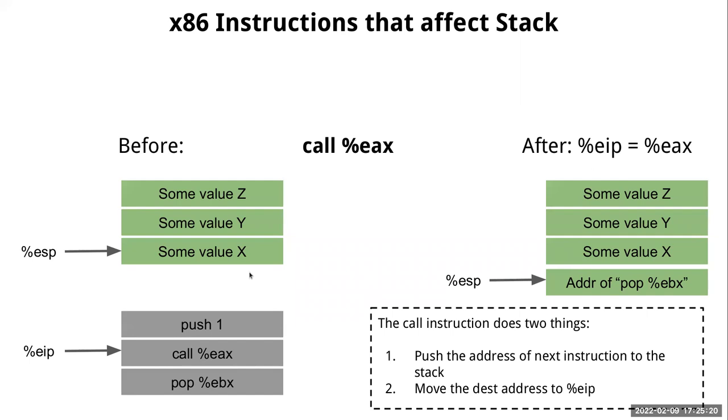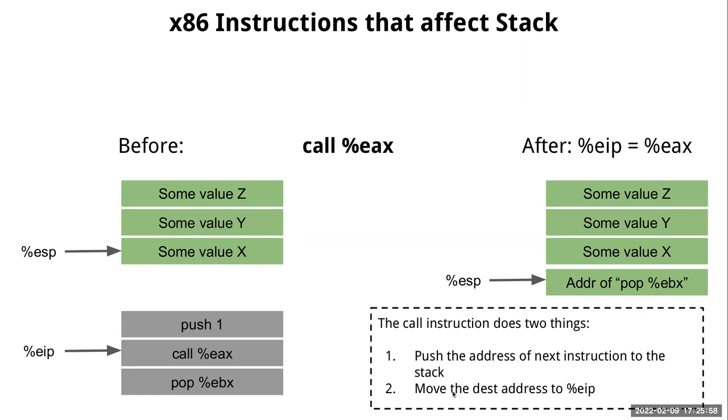First, remember, this is what the stack looks like. It will first push the address of the next instruction to the stack. The current instruction is call EAX. The next instruction is pop EBX, and this instruction has an address. This address is pushed onto the stack. So this is the stack before, and now the stack looks like this. Before, ESP points to X. Now ESP points to the address of the next instruction.